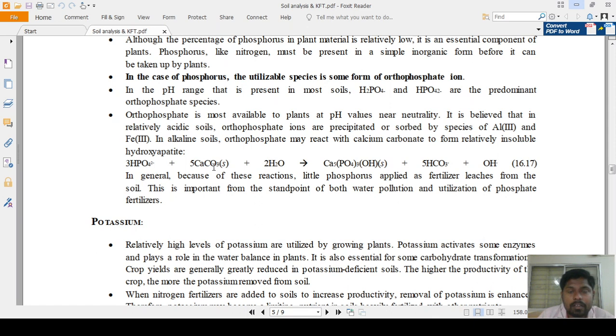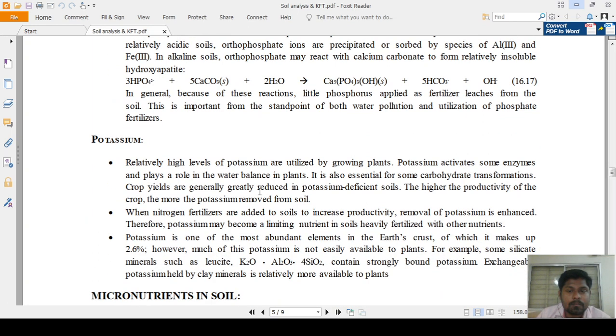HPO4 2- reacts with the CaCO3. If the soil is not neutral, in the presence of water it converts into bicarbonates. So it is necessary to maintain the pH of the soil at neutral so that the soil can easily absorb the phosphate in the form of phosphate ions.